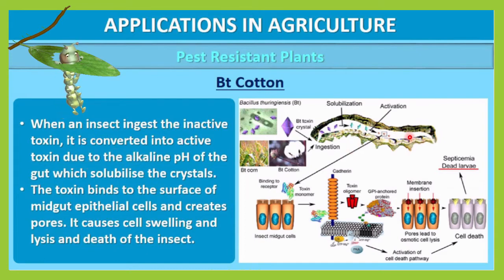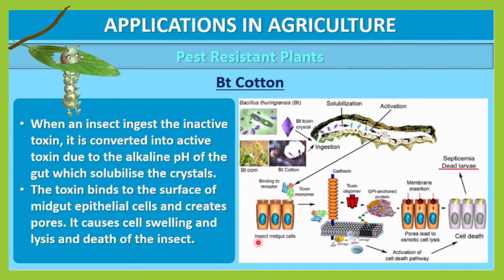Whenever this caterpillar or insect ingests such a crystal protein, that is the BT toxin crystals. So here you can see some parts of a plant will be ingested by the caterpillar, and this Bt toxin crystal will be ingested inside the organism, and now this crystal which is already inactive will be activated upon solubilization inside the gut of a caterpillar or insect. Okay, and on solubilization it will be activated, and as it is activated, it will bind to the receptor present on the mid-gut cell.